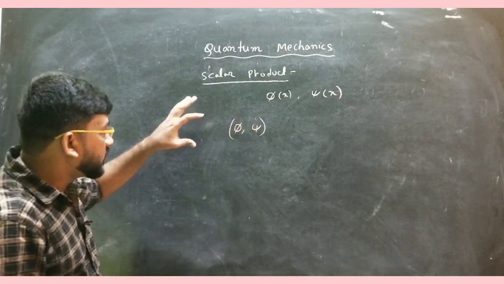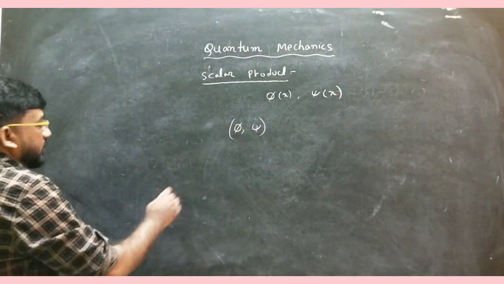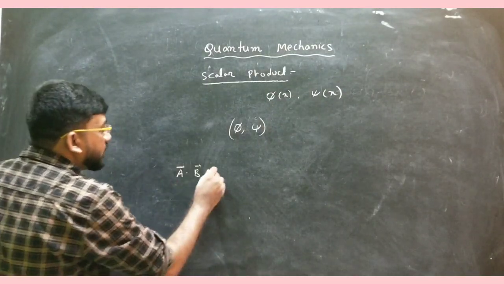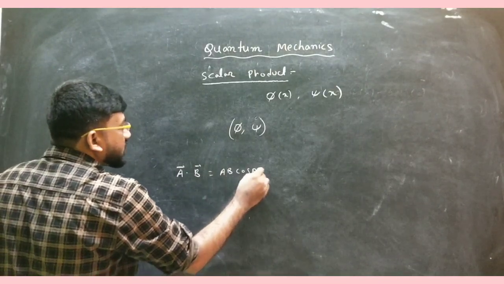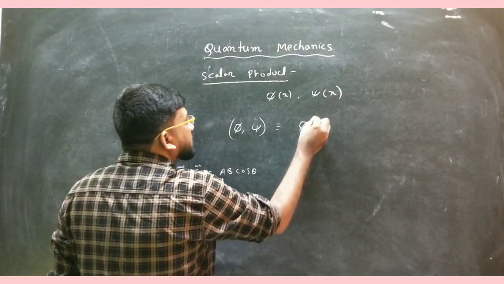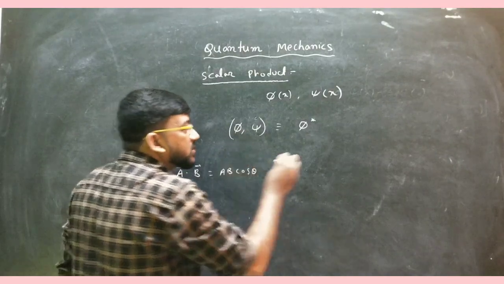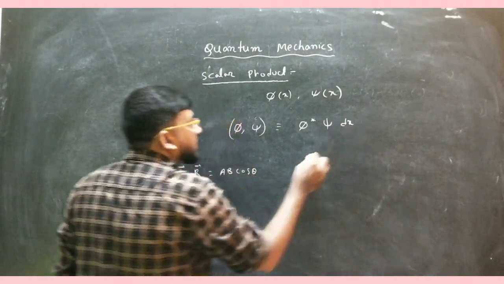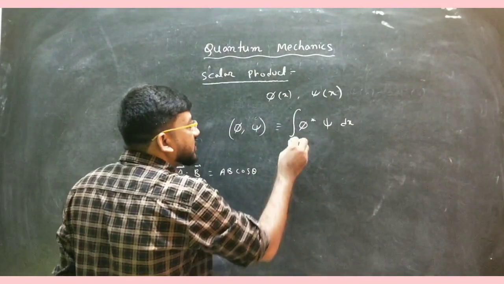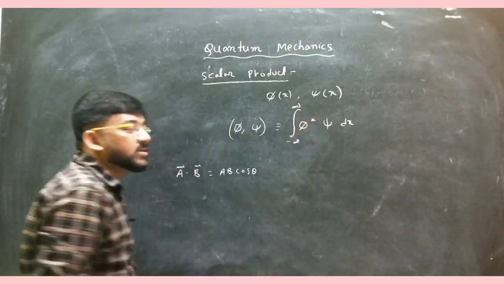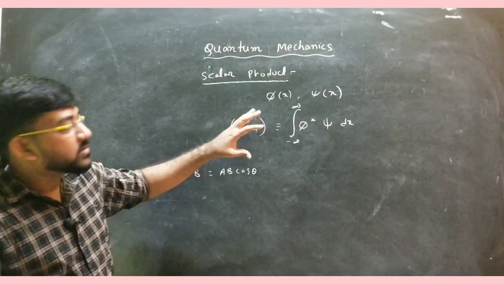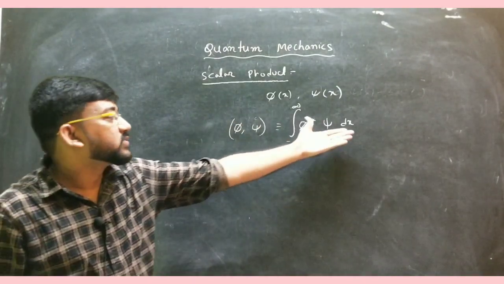This is the notation. As you know, the definition of a dot b, what does it mean? This is just a notation. It means ab cos theta. Similarly, this is just a notation. It means phi star, the complex conjugate, into psi into dx, and the integration along the whole region. Here it is dx, so it will be along x, so from minus infinity to plus infinity. But in 3 dimensions you can write it as dv or d tau also. But let me first understand in a very simple way. That's why I have taken x here.